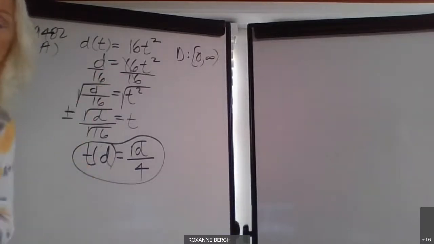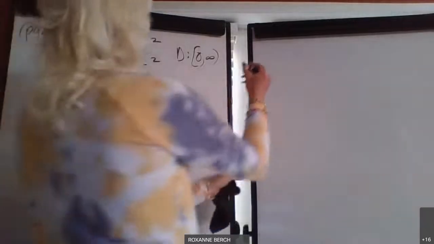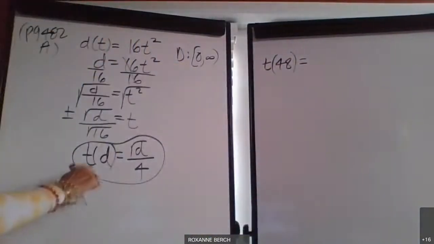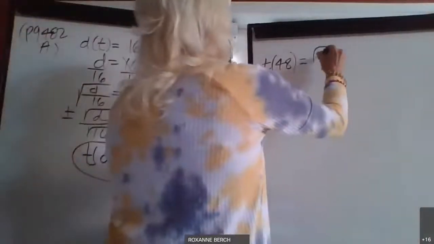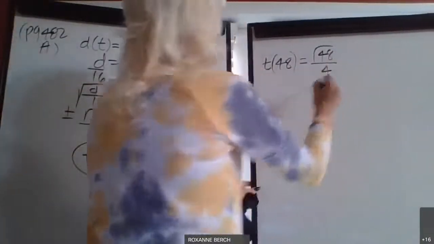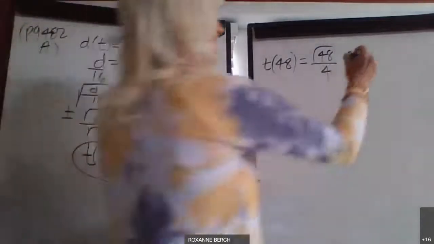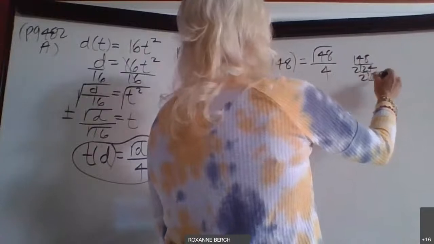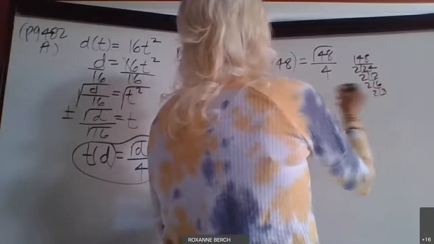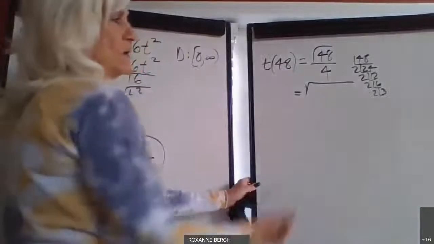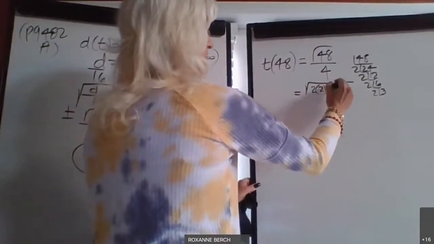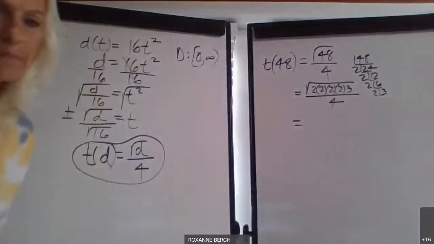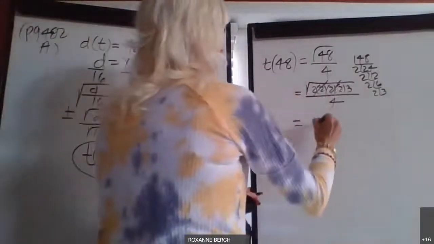Okay, now they want to know how long does it take for a penny to fall 48 feet? So wherever you see a d, you put 48 and you just work the problem. So we're going to do a prime factorization on 48. So 2 times 24, 2 times 12, 2 times 6, 2 times 3. So this would be four 2s and a 3, all divided by 4. So two 2s come out.